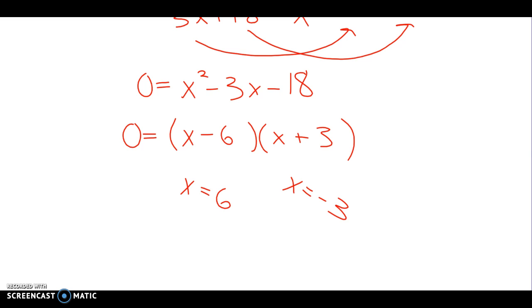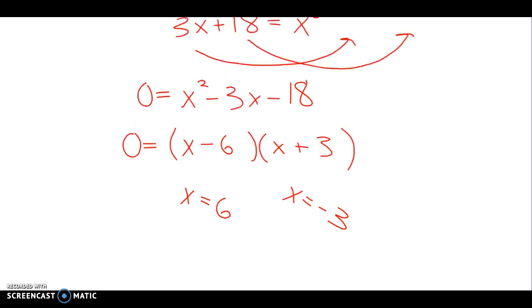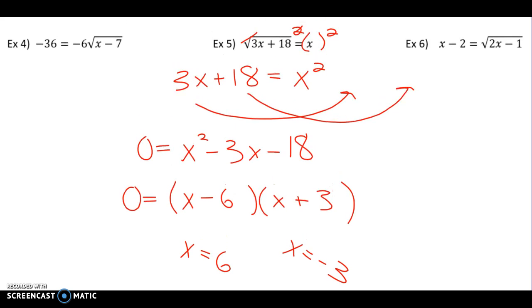Now, don't circle your answers yet. Wait till you check and see if they work before you circle it. That will hopefully help remind you to do so. Now, on the test, the directions will say, check for extraneous solutions. So it's not going to be a gotcha, but you have to remember to do it, okay?